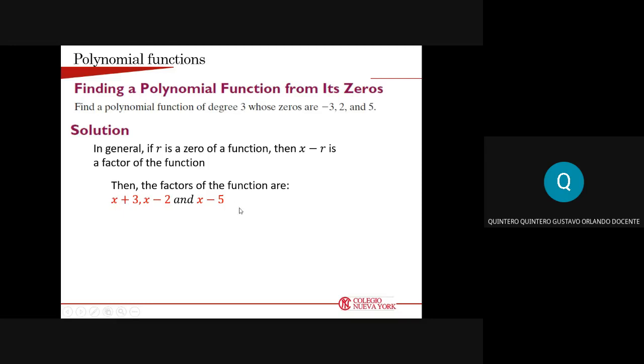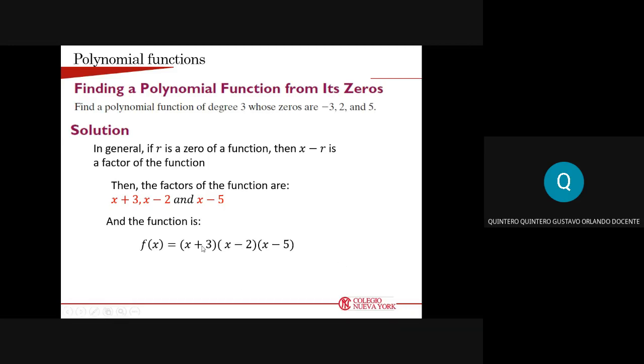We only have the factors. We haven't done the function. Take a look at this. The function is f of x equals the first factor times the second factor times the third factor. And that is it, guys. We are done. It is that simple.